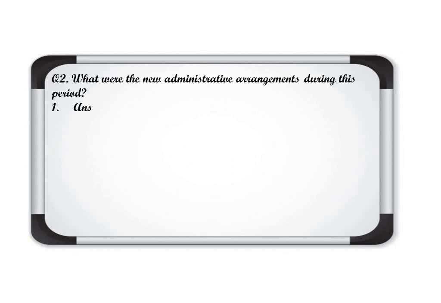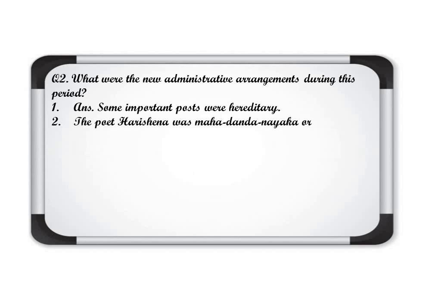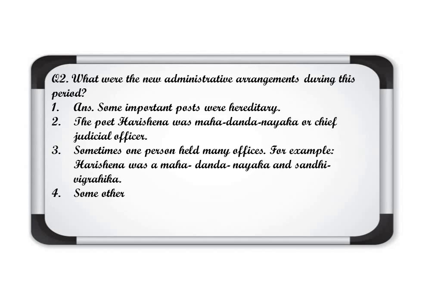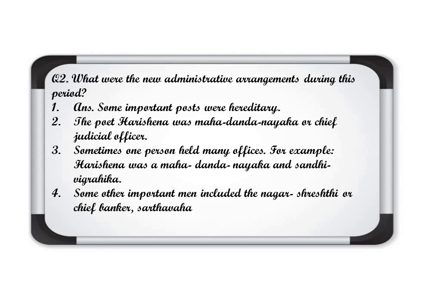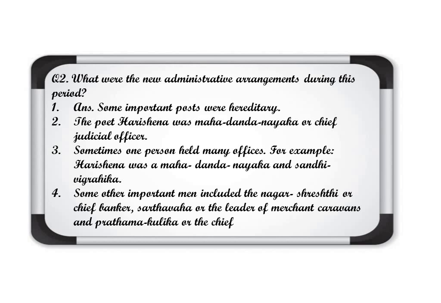Question number 2 was, what were the new administrative arrangements during this time? Answer: first, some important posts were hereditary. Second, the poet Harisena was Mahadandanayaka or chief judicial officer. Sometimes one person held many offices, like Harisena was Mahadandanayaka and Sandhivigrahika. Some other important offices included Nagarshreshthi, the chief banker, Sarthavaha, the leader of the merchant caravan, and Prathamakulika, the chief craftsman. Clear?